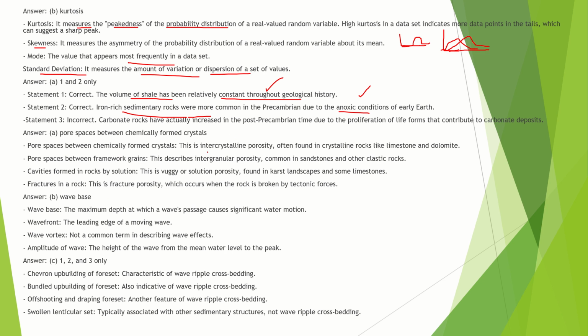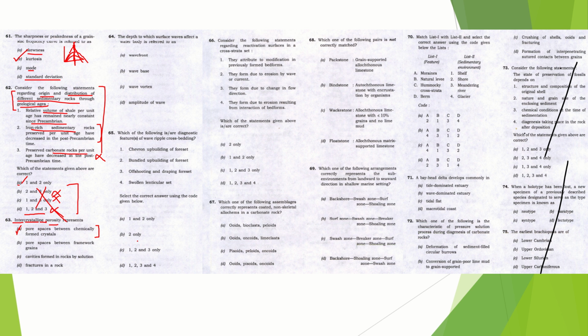Intercrystalline porosity is found in crystalline rocks, like limestone and dolomite, between crystals. Framework grains are common in siliciclastic rocks, that is sandstone, etc., and describe intergranular porosity. Now cavities that are formed in rocks by solution are known as vuggy or solution porosity. It is found in karst landscape and some limestone. Fractures in a rock is fracture porosity, which occurs when there are broken rocks or tectonic forces. So like that, option A is correct.